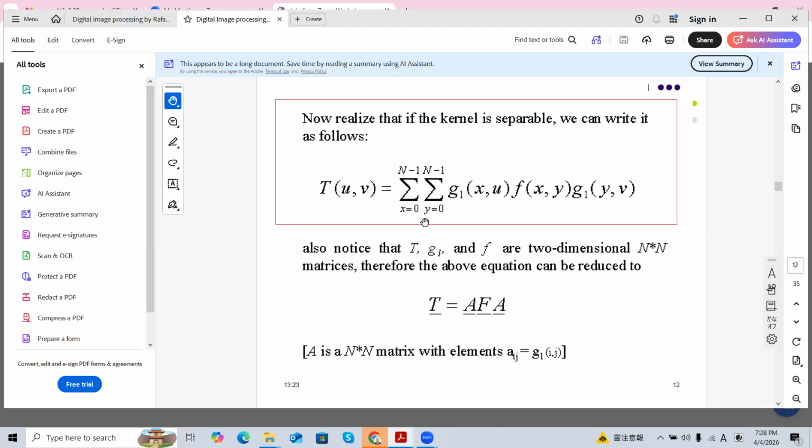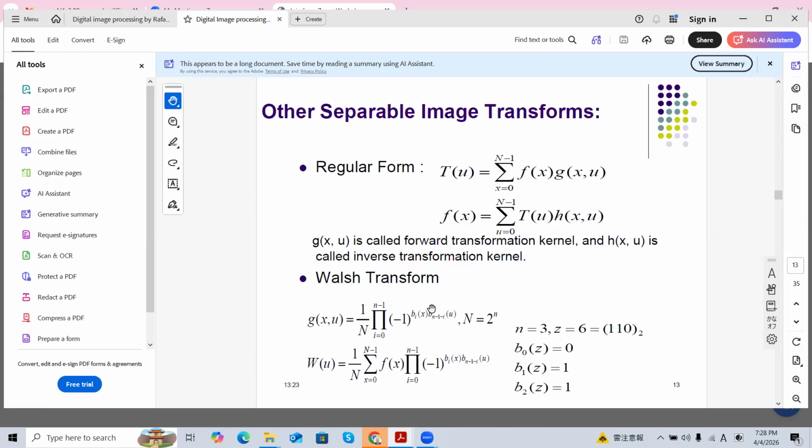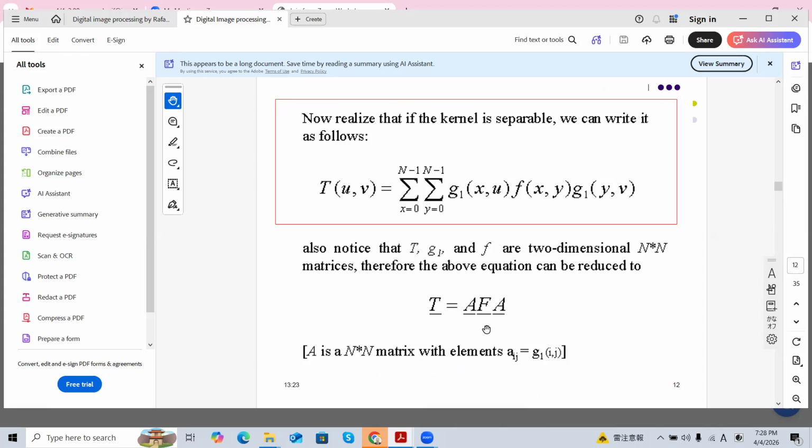This is a double summation. In matrix form we have the image F and the transformation A. A is the coefficient matrix of the transformation, which can be any function, and the transform is here. And back to the inverse is this. Here is the kernel.